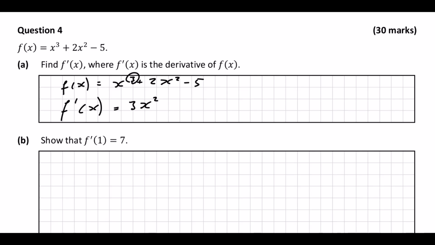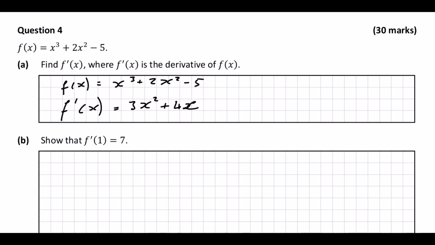You just take the 3, bring it down here, and then reduce the power by 1, so subtract 1 from that. So same here, we take this 2, we bring it down here, so it's 2 times 2, which is 4x, and then reduce this by 1, so that's really to the power of 1 there. And then here you just have a constant, so when you differentiate a constant you get 0. So our answer is 3x squared plus 4x.